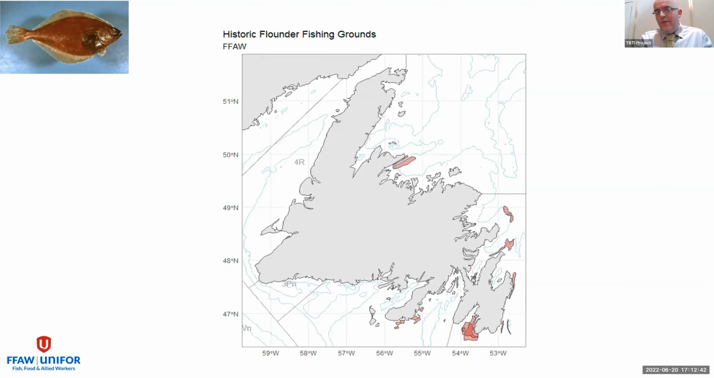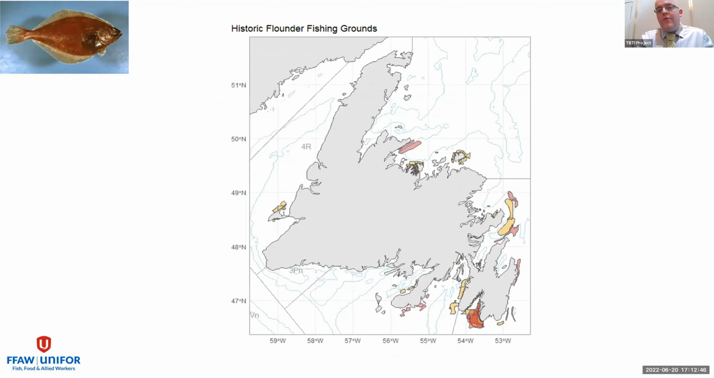And this is just a survey of the areas that people pointed out where they did catch flounder. And this is overlaid with the CCRI data that I put up earlier. So pink is the interview data, and yellow is the CCRI data. You can see there's some overlap, but there are some interesting areas that are missed. For example, around Fogo Island, which I know was a particularly historically important fishing ground, but it's somewhere we haven't actually touched in any of our interviews yet.